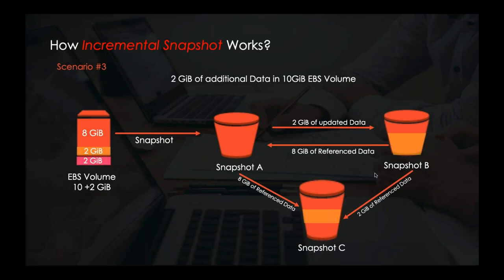So if you delete snapshot A, what will happen? The 8 GB of reference data will be passed to snapshot B, and then A will be deleted. So now snapshot B will have 10 GB of your data, 8 GB of your old data and 2 GB of new data, and all this data will be referred to by snapshot C. So again, you are paying only for 12 GB of data. Yeah, this is more like data dedupe. Right. Okay, got it.